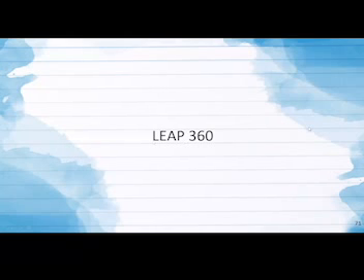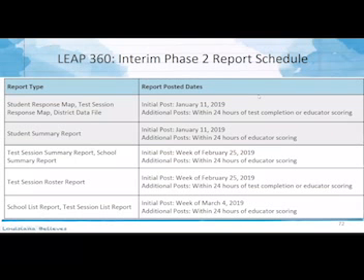All right, let's jump into LEAP 360. So this is just a reminder of the report schedule for the last phase of interims that rolled out. We do have our student response map, test session response map, district data file, and student summary reports available. Those are available 24 hours after completing the test and educator scoring. And then the following dates are for the last set of reports that will come out for our interim.